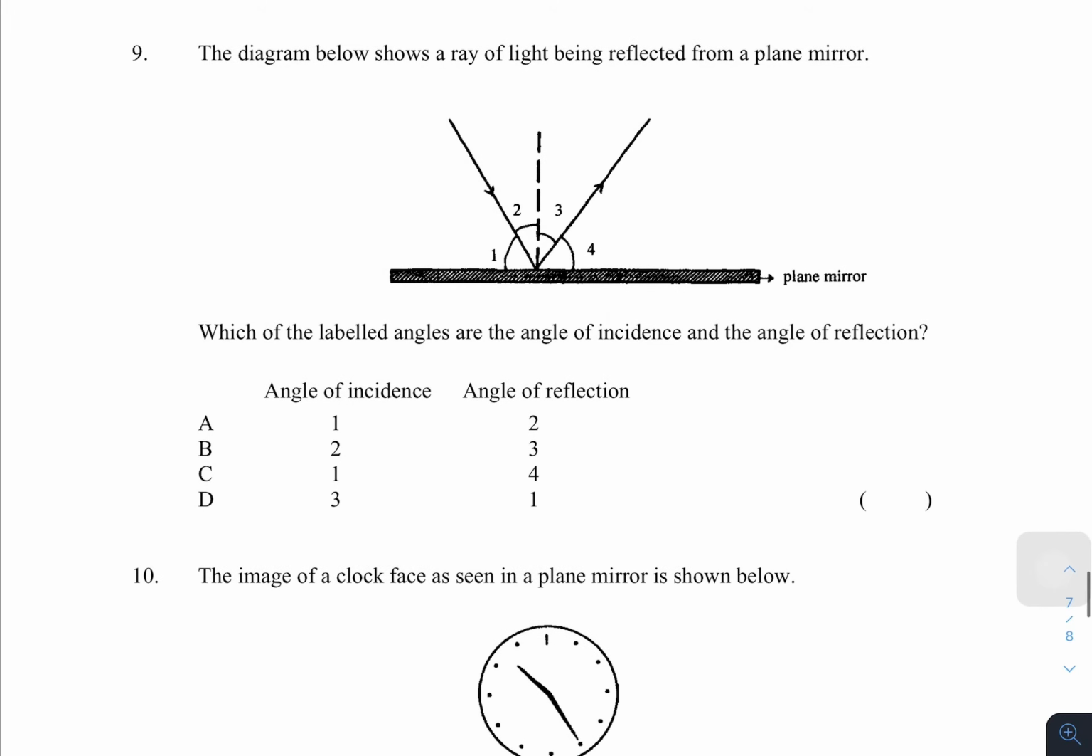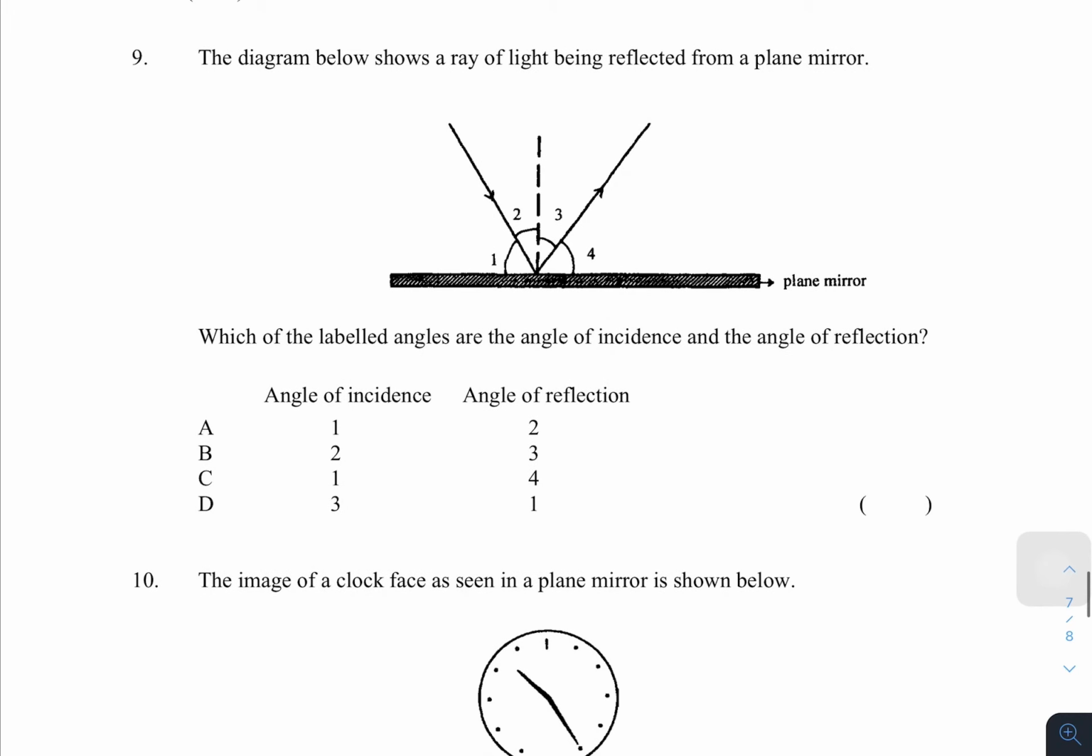Which of the labeled angles are the angle of incidence and angle of reflection? So the angle of incidence will be angle 2. Angle of reflection should be angle 3. Both of these must follow the normal line. Now the angle of incidence is due to the incident ray, whereas the one that is leaving would be the reflected ray. So the angle of incidence is 2, angle of reflection is 3, so the answer is just B.